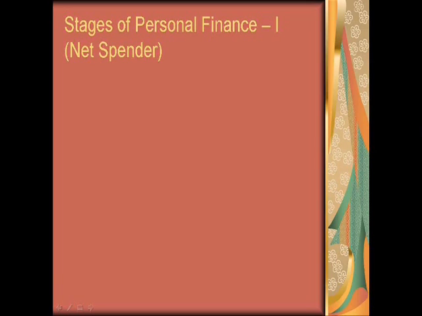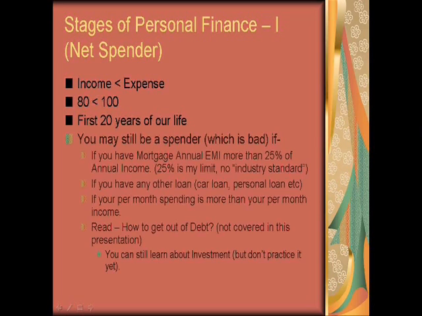Let's get on to the actual presentation. What I plan to cover in this part is the stages of personal finance. So the first is net spender. A net spender is anyone who has an income which is less than his expense, or who is spending more than what he's earning. For example, if somebody is earning 80 rupees or $80 and he is spending 100 rupees or $100, then he is a net spender. Come to think of it, we all have been net spenders, at least for the first 20 years of our life, when we were dependent on our parents, and in a way our parents sponsored our education and our day-to-day expenses. So at that time we all were net spenders.